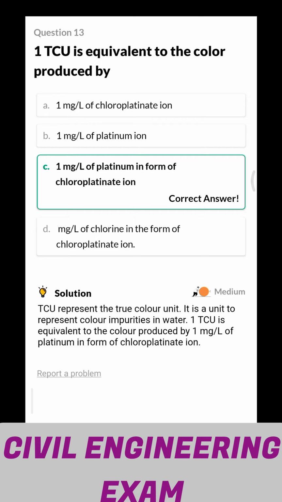So TCU represents the true color unit. It is the unit to represent the color impurities in water. 1 TCU is equivalent to the color produced by 1 milligram per liter of platinum in the form of chloroplatinate ion.